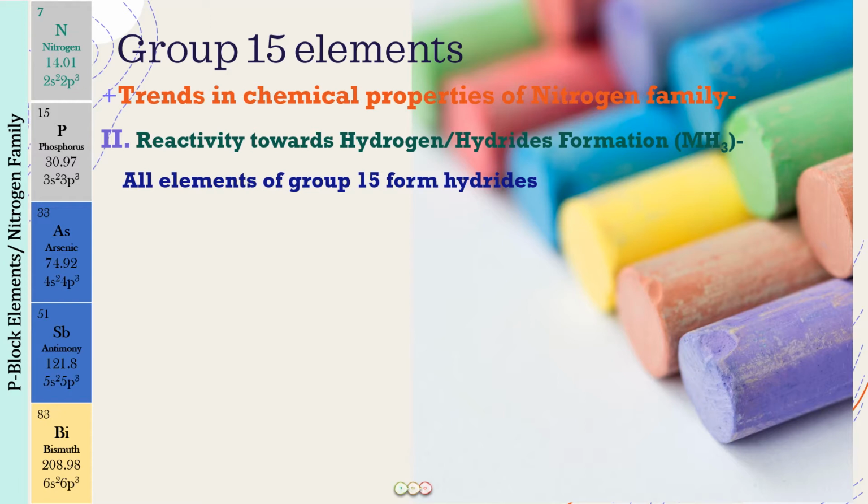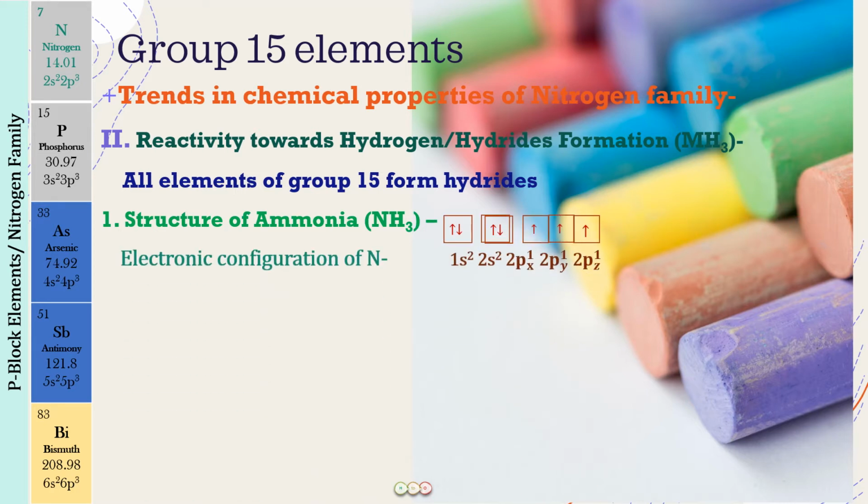So the first thing that we will be talking about is the structure of these hydrides, and I will begin the discussion with the structure of the ammonia molecule, which is the hydride of nitrogen. Because you have all studied this in chemical bonding, this should not be very difficult for you. First of all, we have the electronic configuration of nitrogen, a baby's task for you now. Nitrogen has atomic number 7, so it has 7 electrons. The configuration is 1s2, 2s2, 2px1, 2py1, 2pz1.